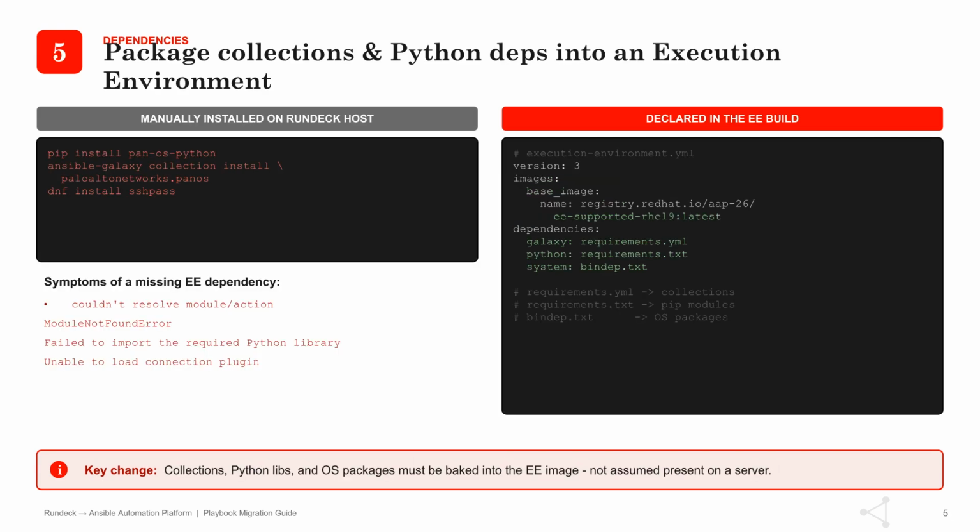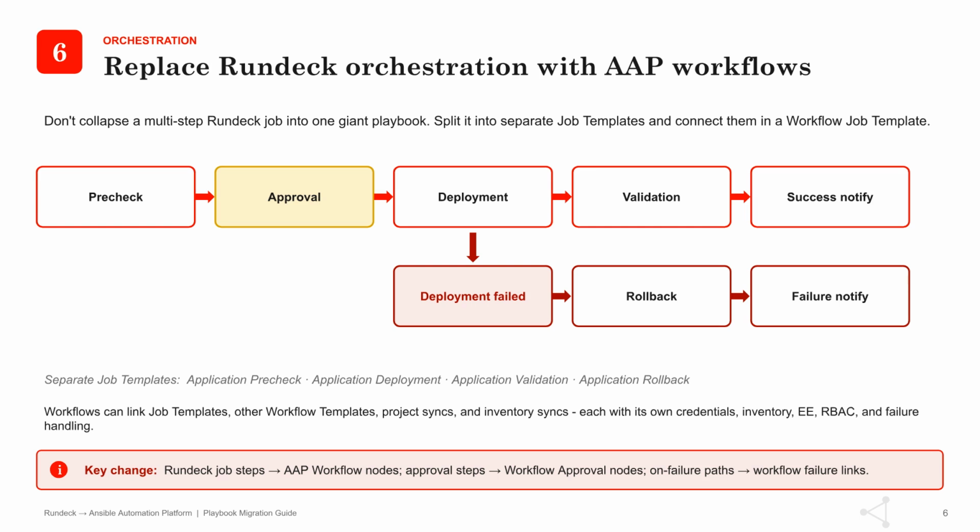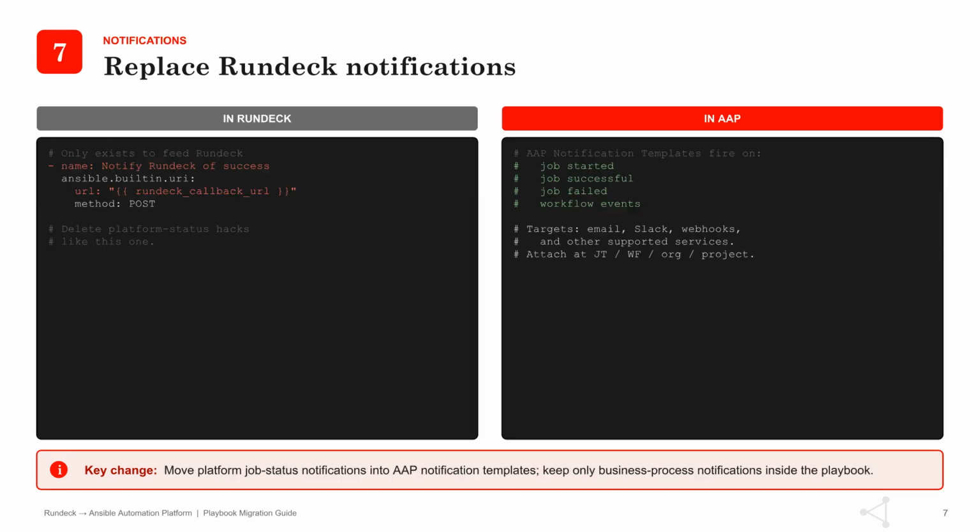Manage your dependencies through execution environments. Instead of relying on packages manually installed on the host, declare your collections, Python libraries, and OS packages in your EE build files. For complex processes, replace long, multi-step Rundeck jobs with AAP workflows. Connect individual job templates as nodes, allowing for modular execution, clear failure paths, and built-in approval steps.